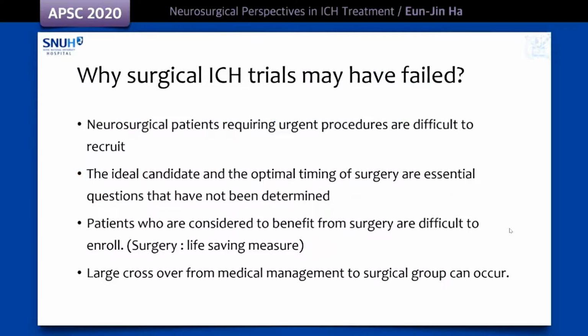In fact, the reason surgical ICH trials fail is because there are some limitations. Neurosurgical patients are difficult to recruit, and we do not know who is the ideal candidate, and patients who are considered to benefit from surgery are difficult to enroll. Lastly, large crossover will occur.